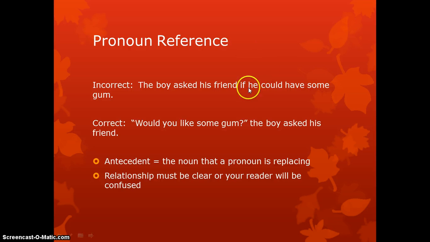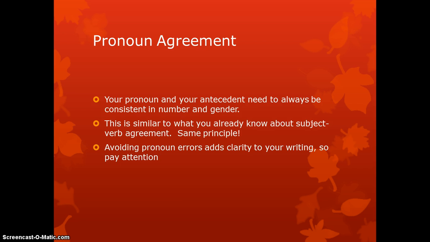You have to make sure that the pronoun you're using is very specific to the antecedent, or the noun that it's replacing. Usually they're going to be right next to each other. That's a good way to do it. It's very similar to misplaced modifiers. With your misplaced modifiers, your modifier needs to be right next to the thing that it's modifying. Your pronouns don't necessarily have to be right next to the antecedent, but it needs to be absolutely clear what that pronoun is referencing. So make sure your pronouns and your antecedents are always consistent in number and gender.